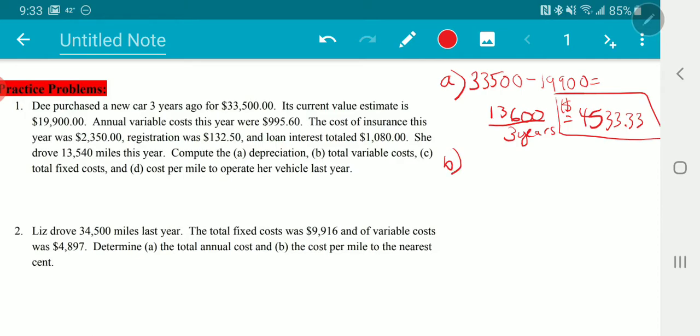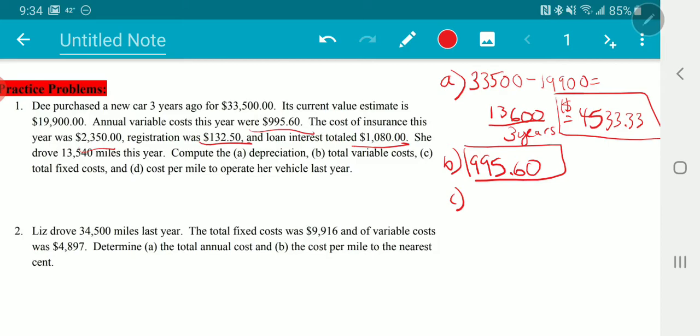Part 2 wants to know the total variable cost. My variable costs in this case were, it just tells you, variable costs were $995.60. So that's it. That's all you do there. That's your variable costs. The other costs there, so insurance, registration, loan interest, those are all your fixed costs.